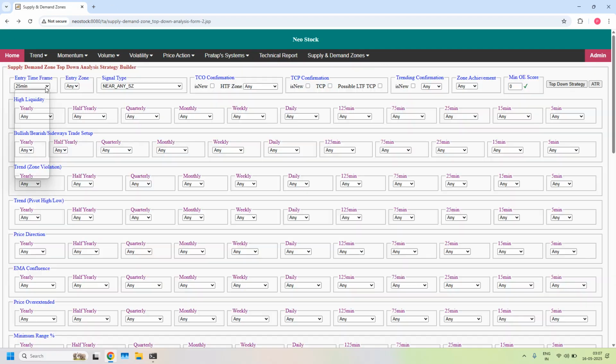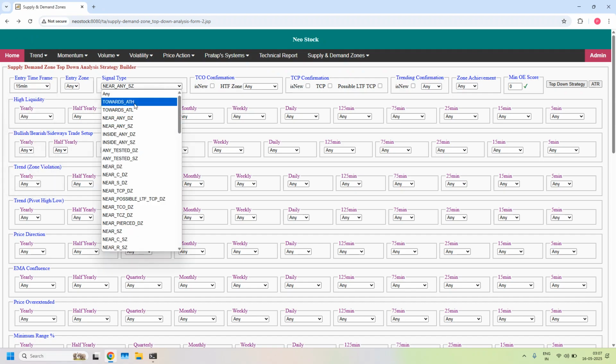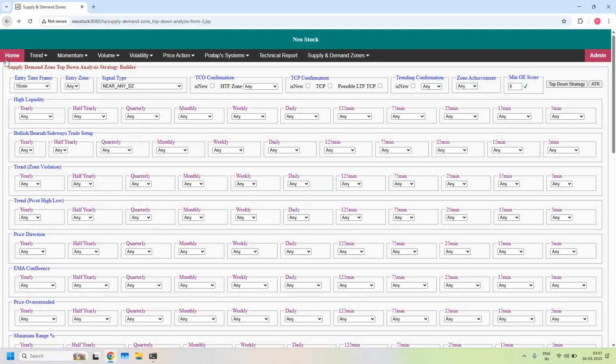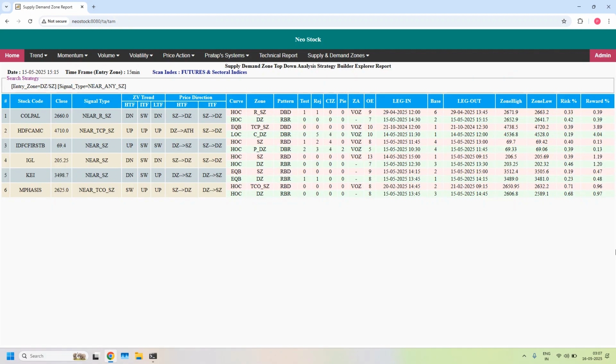Next time frame is 15 minutes. Stocks near 15 minutes demand zone. We got 6 stocks. Next, stocks near the 15 minute supply zone. We got 6 stocks.